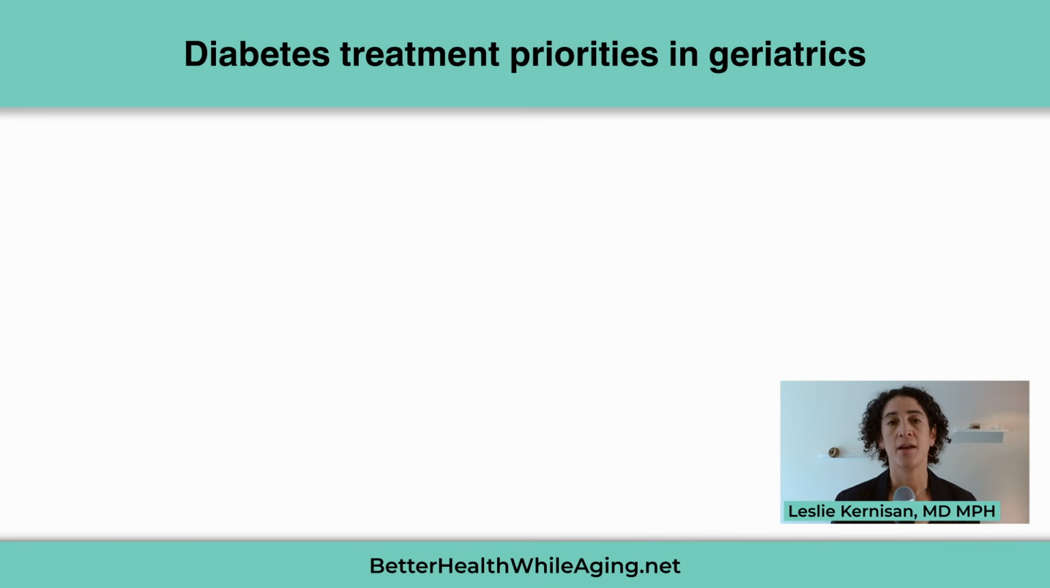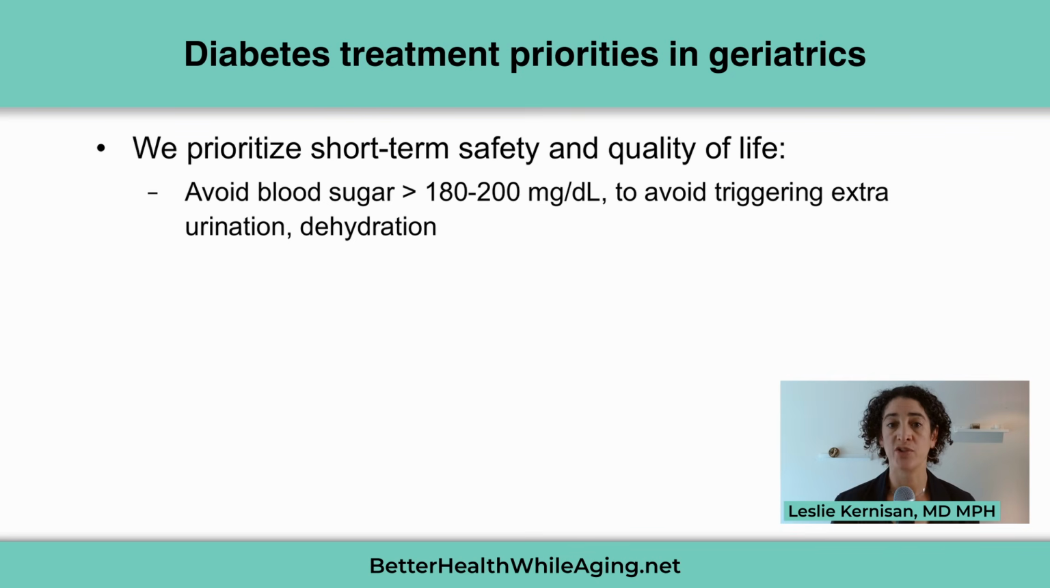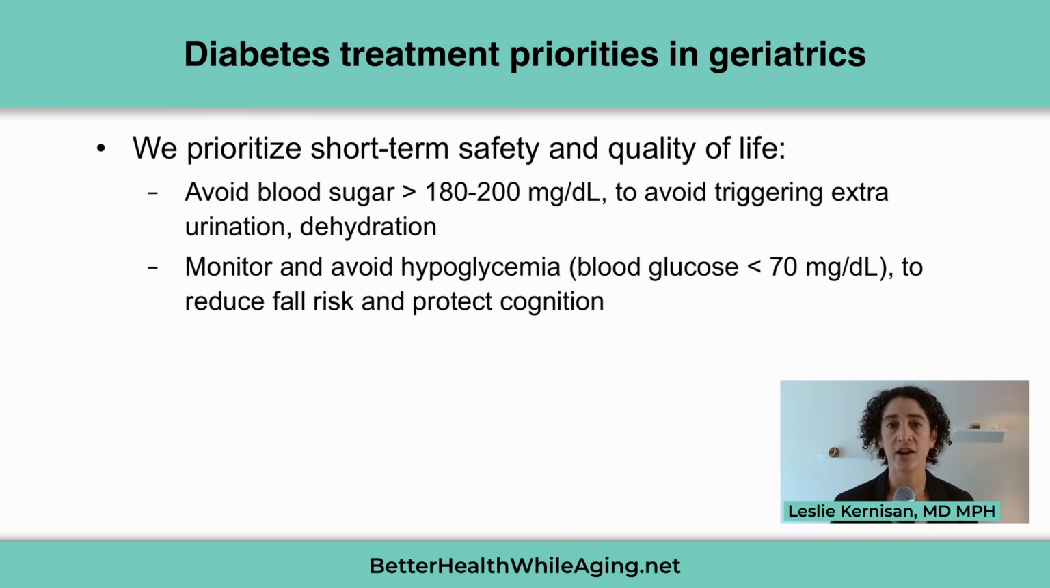So generally, especially since we tend to work with adults who are older and frailer, we really prioritize short-term safety and quality of life. So we try to avoid blood sugar being high enough to trigger that glucose in the urine. So we try to avoid blood sugar that's above 180 because we don't want extra urination, thirst, or dehydration. And then we really are careful about monitoring and trying to avoid hypoglycemia, blood sugar less than 70, to reduce fall risk and to protect cognition and cardiovascular health.